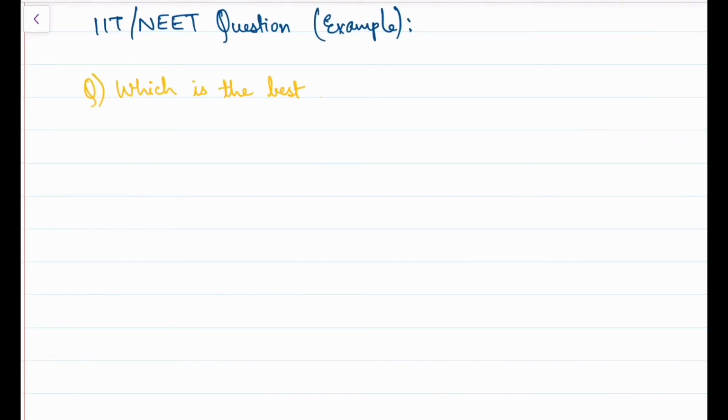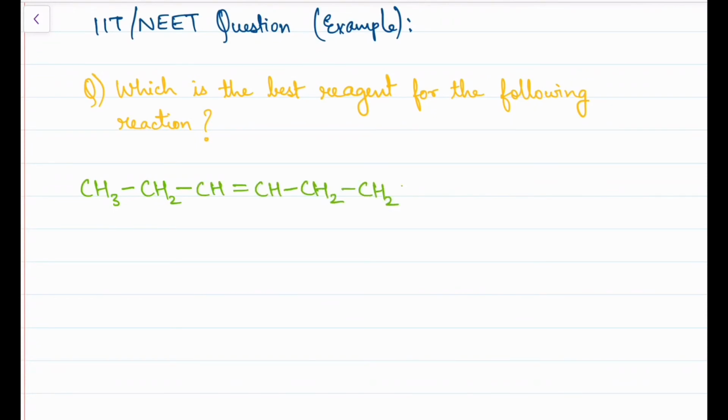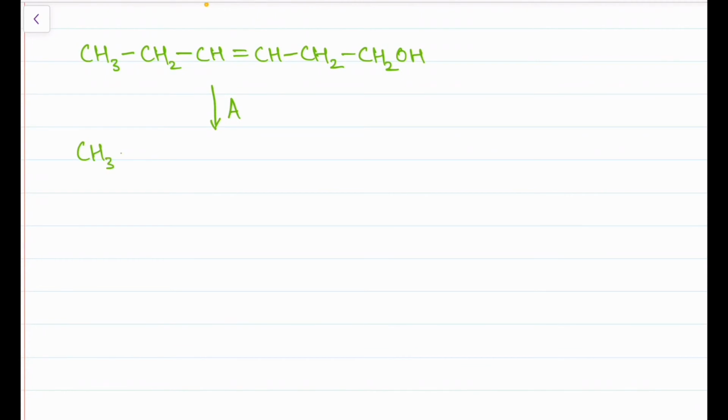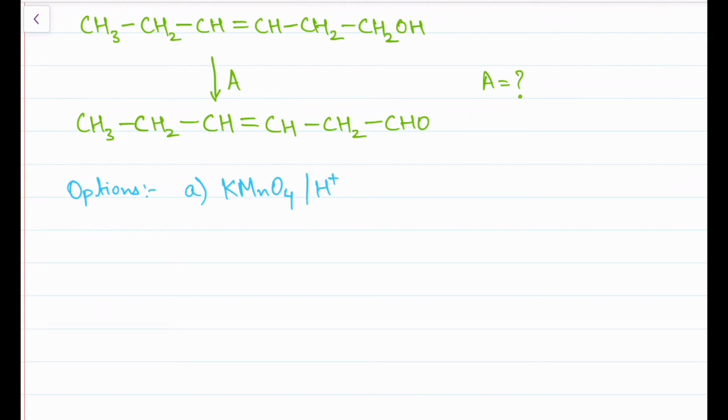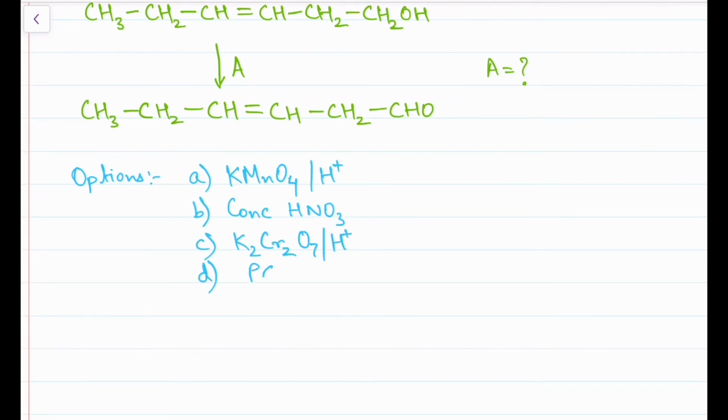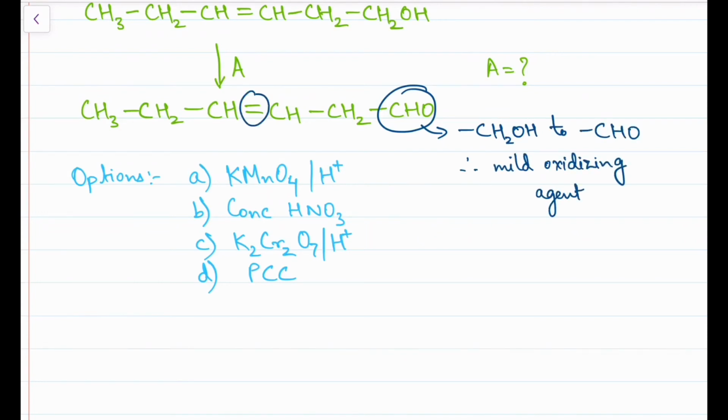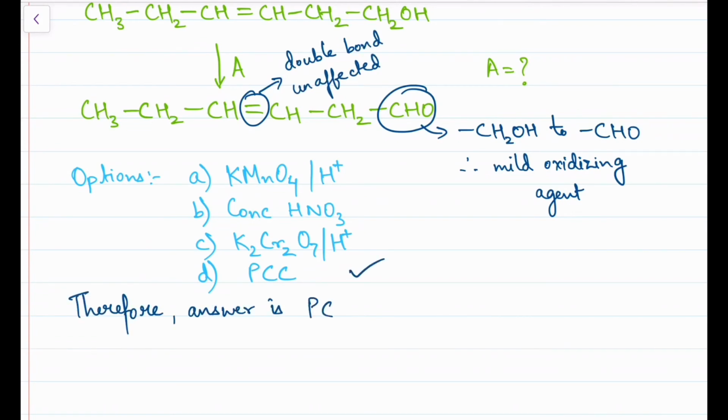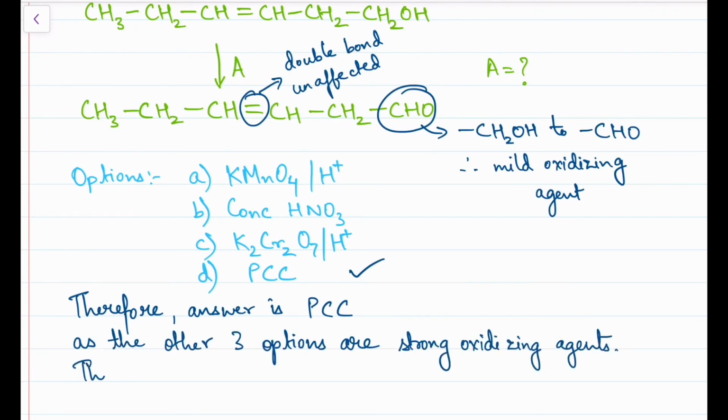So if the question is, which is the best reagent for the following reaction? And the molecule is CH3, CH2CH, double bond CH, CH2, CH2OH, which is a primary alcohol. In the presence of A, it will give you CH3, CH2, CH, double bond CH, CH2, CHO, which is an aldehyde. Primary alcohol is oxidizing to an aldehyde, so obviously it's a mild oxidizing agent. And the double bond remains unaffected, so it is one of those 5 mild oxidizing agents which we had studied under exceptions. So the answer is PCC. The other 3 options are strong oxidizing agents, so they would form an acid and also affect the double bond.